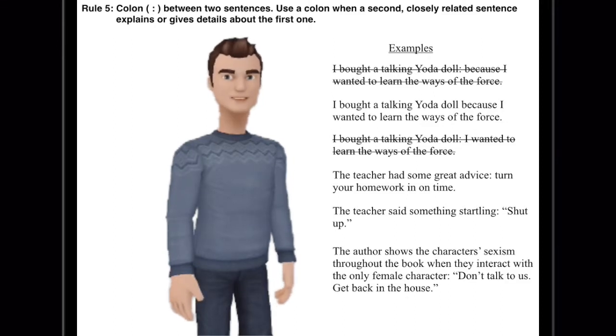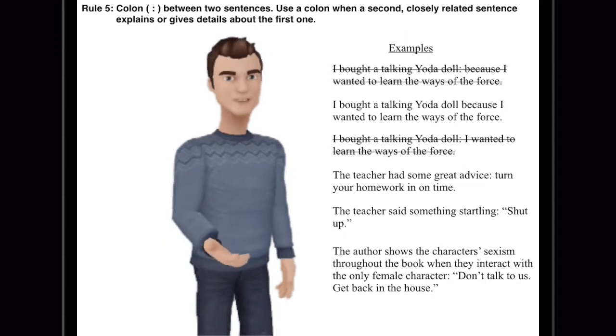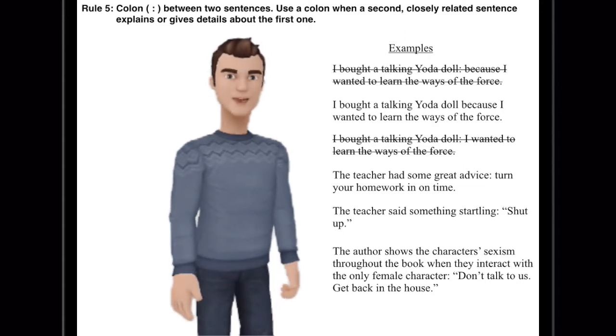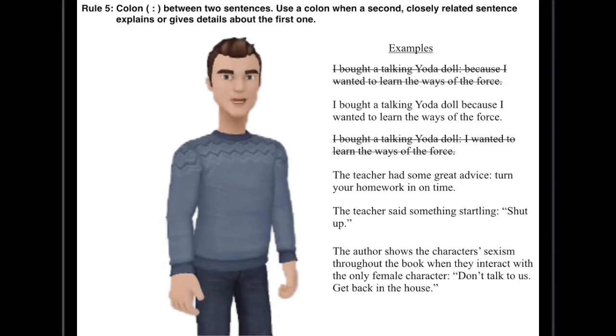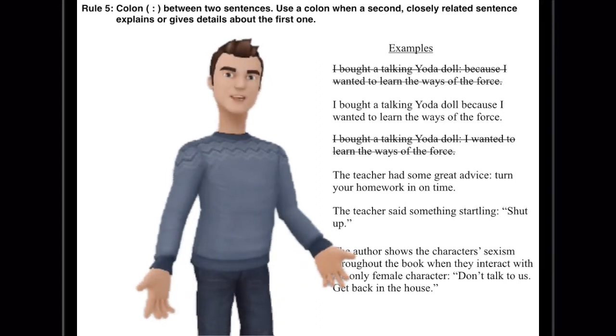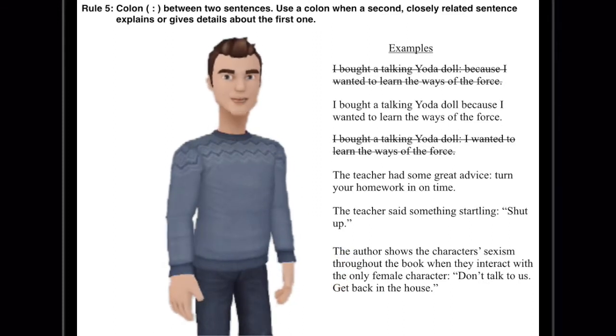In this next sentence, this would be the type of one that you might see in a paper. "The author shows the character's sexism throughout the book when they interact with the only female character: don't talk to us, get back in the house." So the quote is an example of the sexism that it mentions at the very beginning.